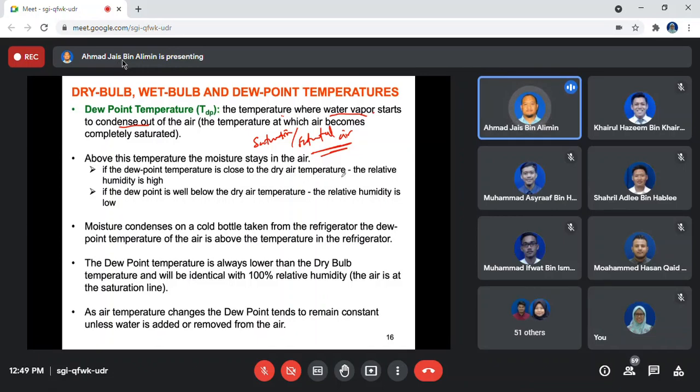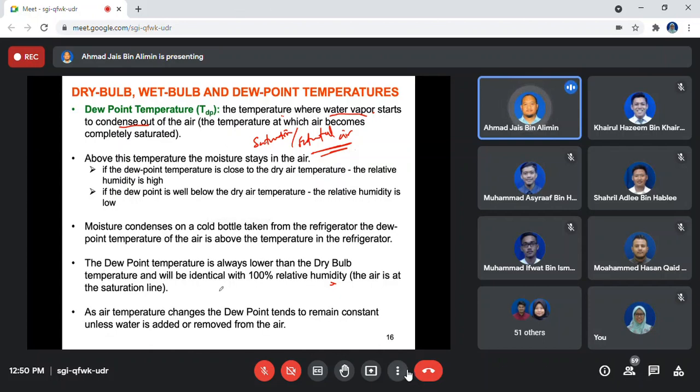If the dew point temperature is close to the dry air temperature, the relative humidity is high. If the dew point is well below the dry air temperature, the relative humidity is low. So it relates to the amount of water vapor present or contained in that particular atmospheric air. The dew point temperature is always lower than the dry bulb temperature and will be identical at 100% relative humidity. The air is then on the saturation line.